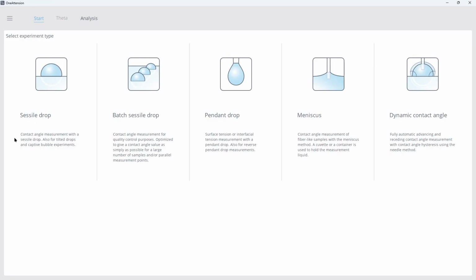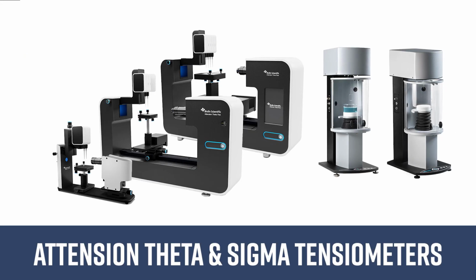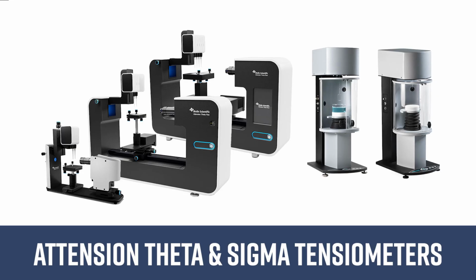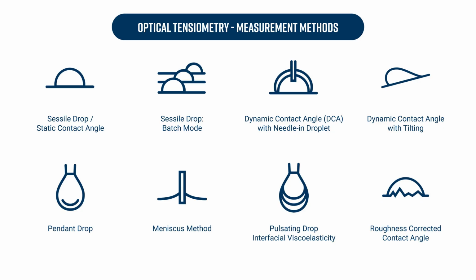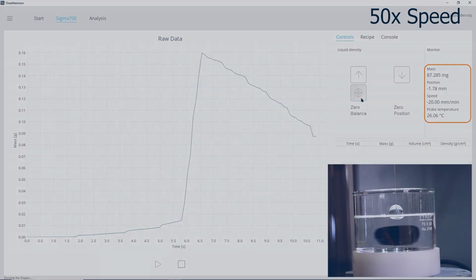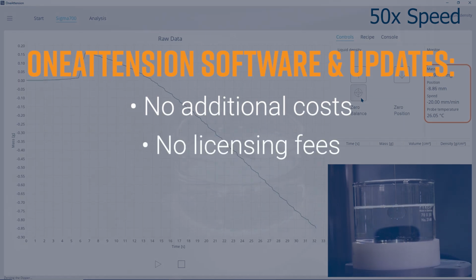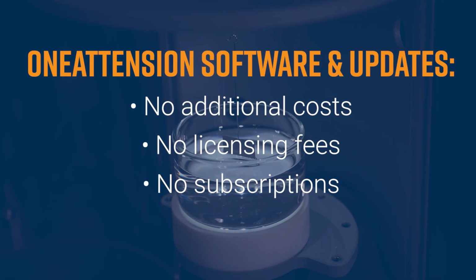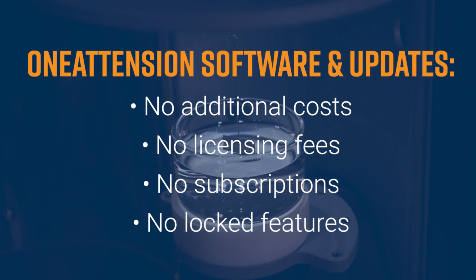In this video, I would like to introduce you to the OneAttention software, used for the operation and data analysis of both the Theta and Sigma tensiometers. The software boasts 16 measurement modes and integrated data analysis tools. The OneAttention software and updates are included with the tensiometers at no additional cost. No licensing fees, subscriptions, or locked features for the life of the instrument.